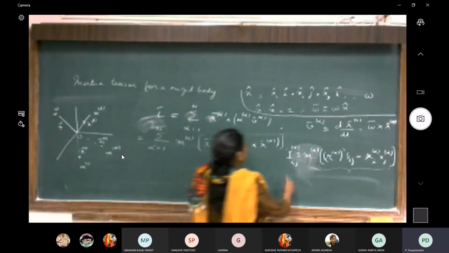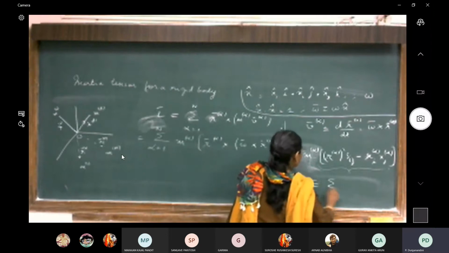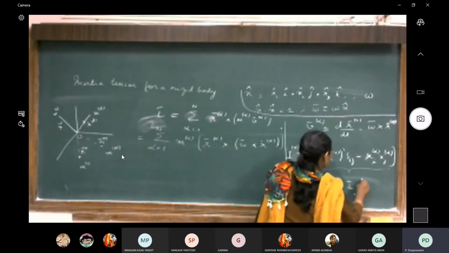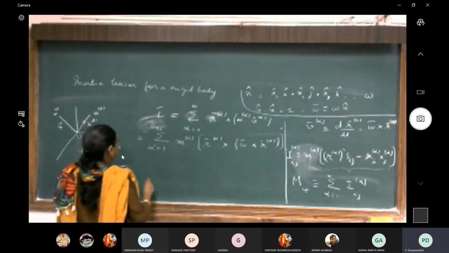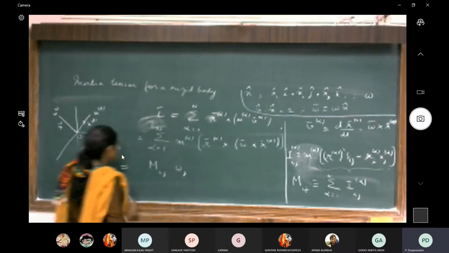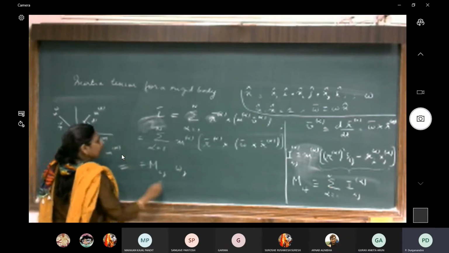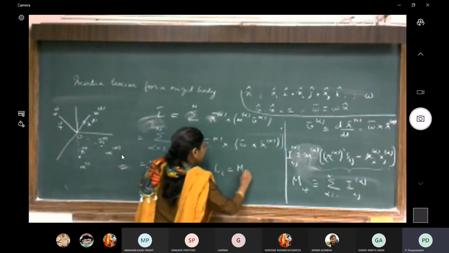And then if I define now the sum of all this, so Mij I will define as sigma alpha equal to 1 to n, then what you can see is that this whole thing can be written as Mij. Or in other words, Li can be simply written as Mij omega j.